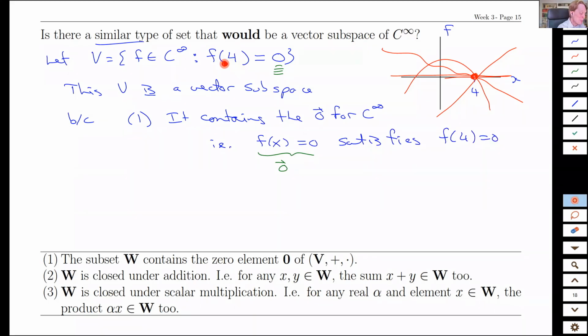I just wanted to pick something that was not 0 itself to show it doesn't matter what x value you pick. The thing that seems to be dictating subspace or not subspace is this 0 value here. So does the 0 function, the function that's always 0, satisfy the condition that at 4, I get a 0 value back? Well, yeah, I get 0 everywhere, so that's done. Let's copy that over to the next page, just so we can refer to it.